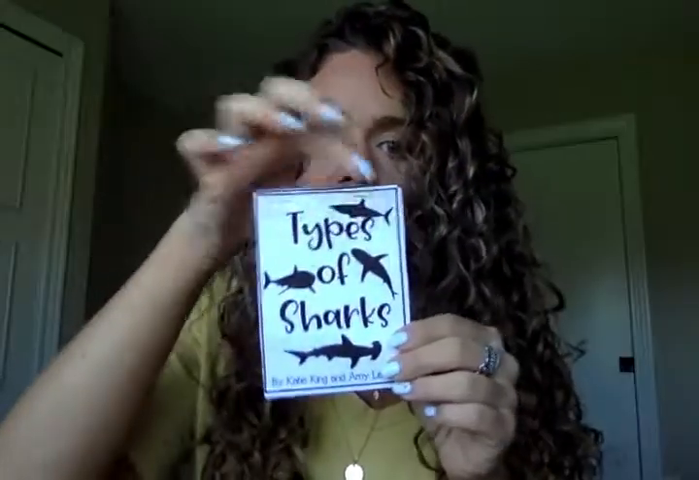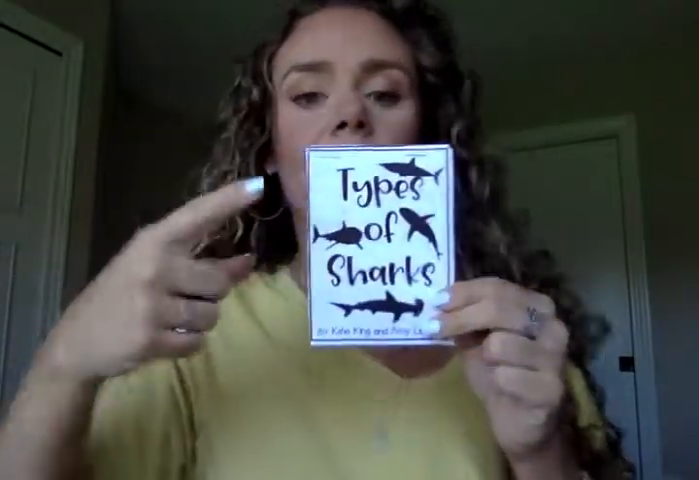I'm going to throw my scraps away. If you don't have a stapler, that's okay. You can keep them in a stack. Miss Johanna does have a stapler right here, so I'm going to grab my stapler. I'm going to do mine instead of like a traditional book because I don't want to lose any of the text. I'm going to staple it like this up at the top, okay? So now I have my book, Types of Sharks.